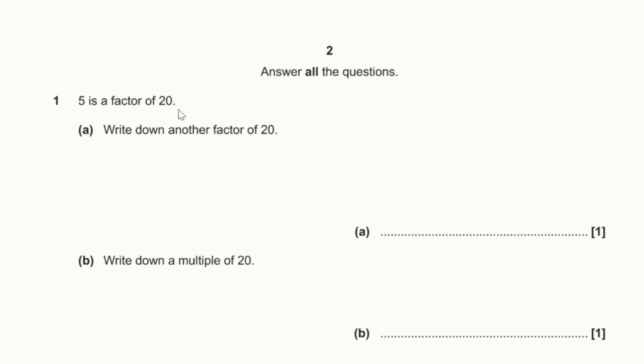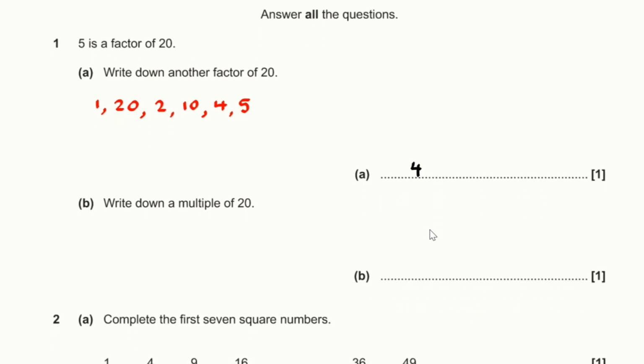Question number 1. 5 is a factor of 20. We have to write down another factor of 20. Well, let's write down all the factors of 20. 1 times 20 gives 20. 2 times 10 gives 20. 4 times 5 gives 20. We could choose either of these apart from the 5 because it's already been chosen. I'm going to write down 4.